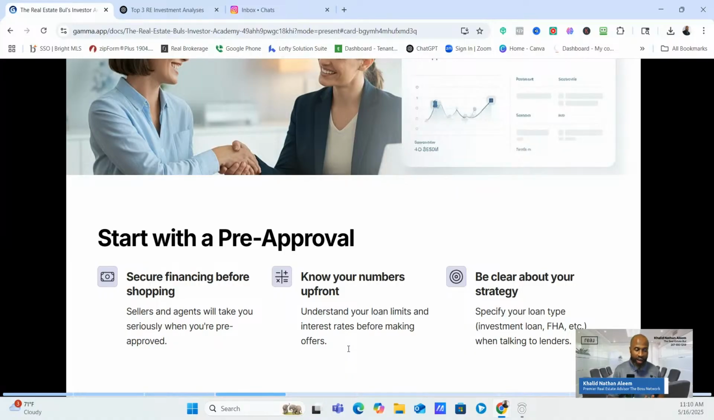Be clear about your strategy. Again, we went over this in chapter one. Be clear about your strategy. Are you getting an investment loan? Are you getting an FHA loan? What type of loan are you getting? Are you getting a hard money loan?